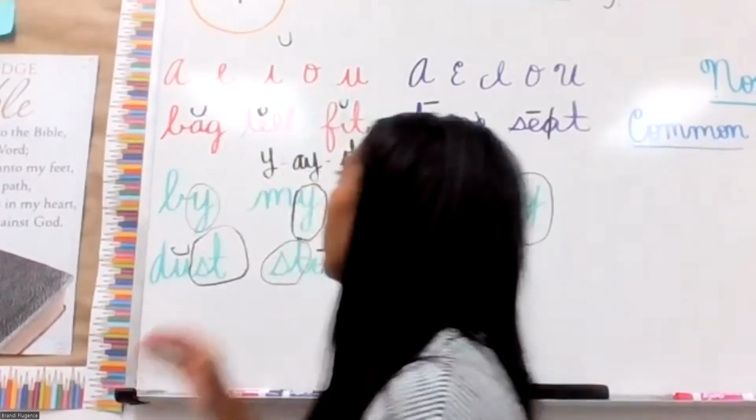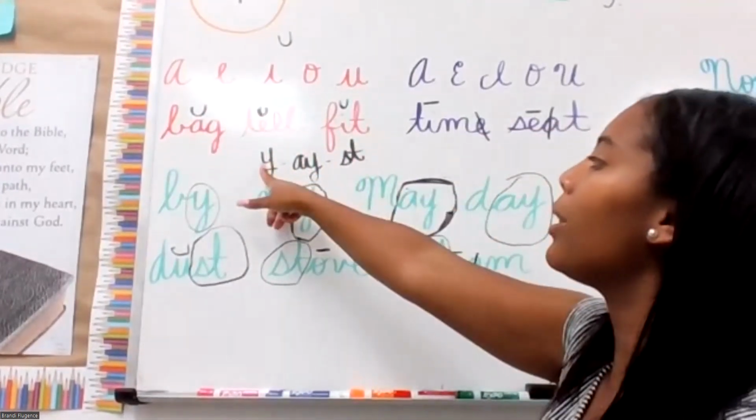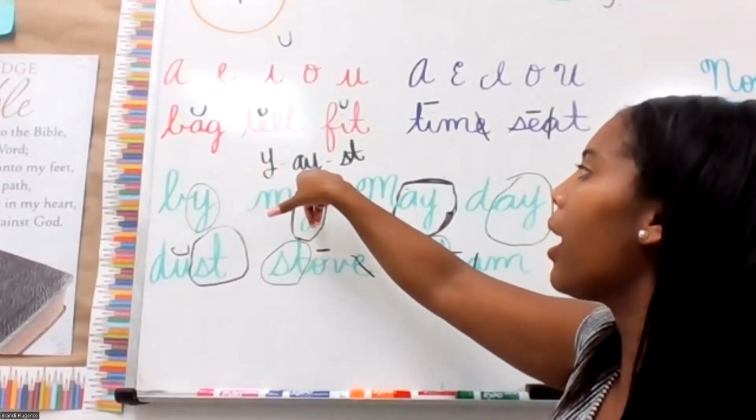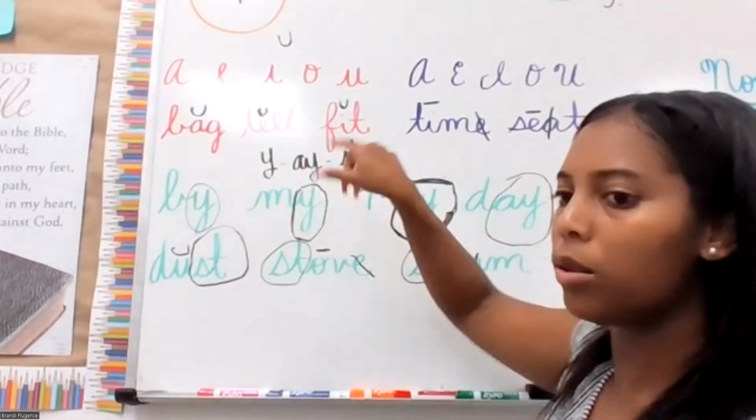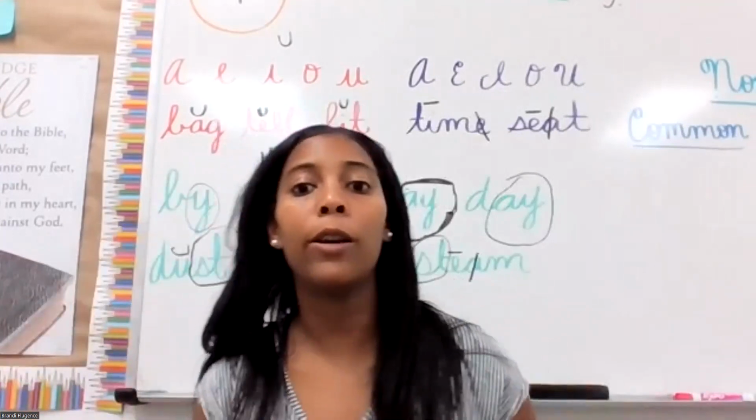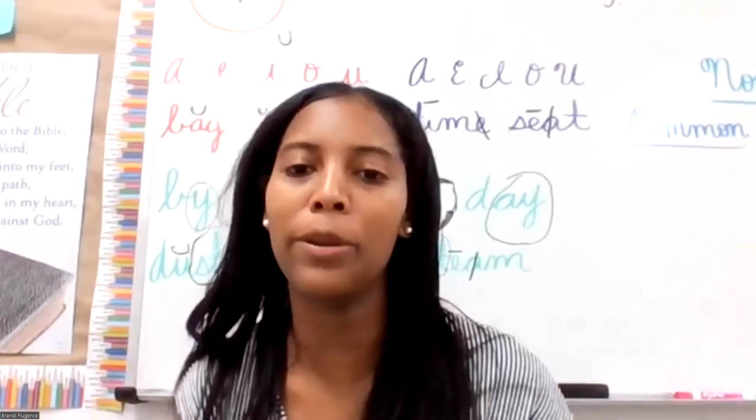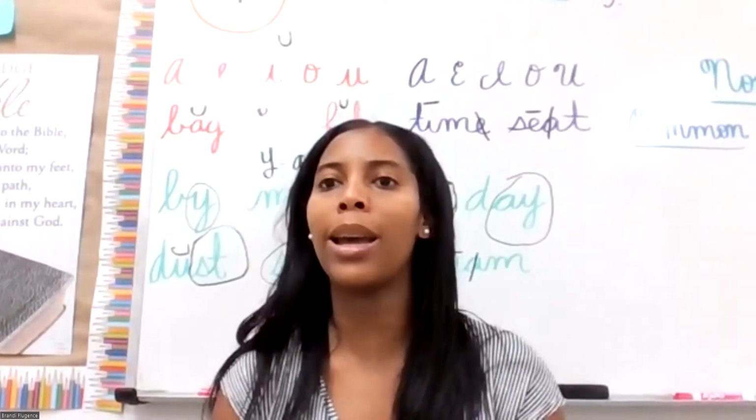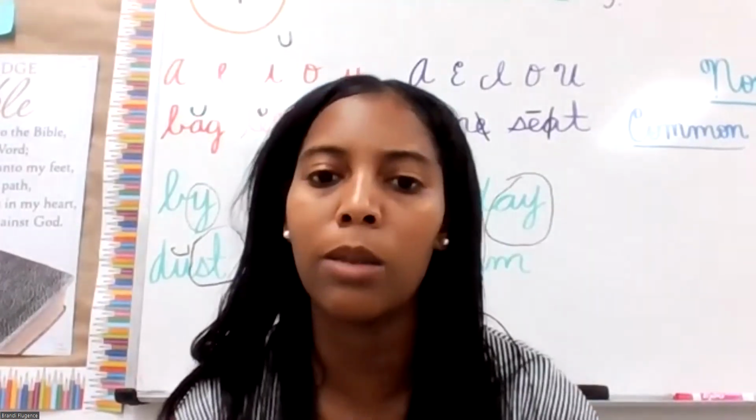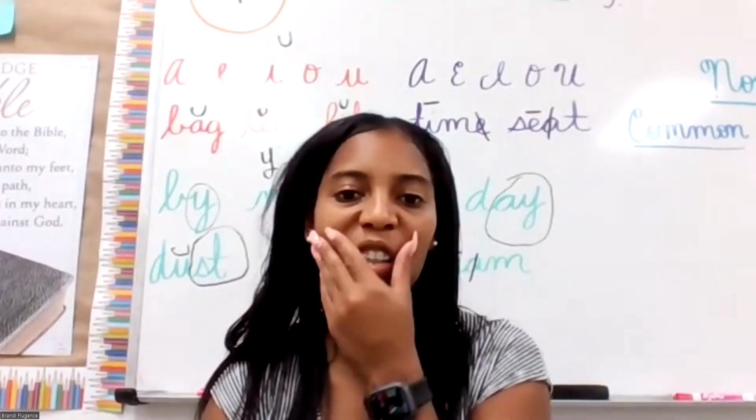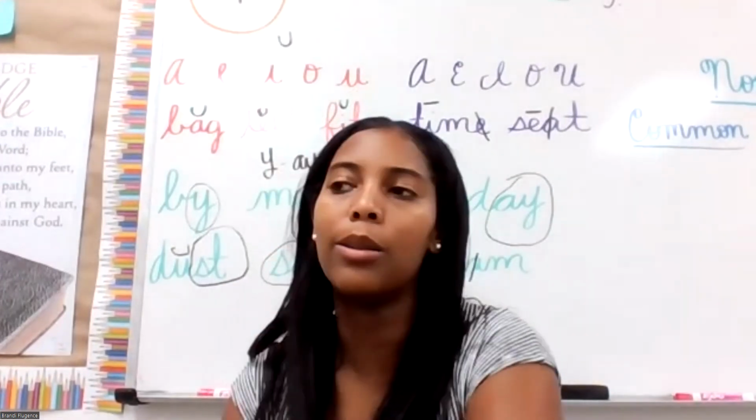All right, so those are our new sounds on chart 6: Y that says i, AY that says a, and ST that says st. All right, so your phonics test is when? Tomorrow. That'll be your first phonics test. We'll cover our vowels and also some blends on our phonics test. But we've been practicing, so we should be good.